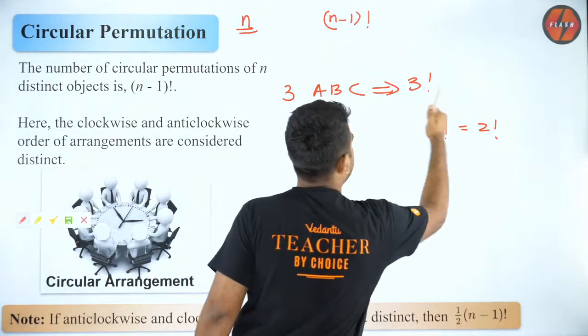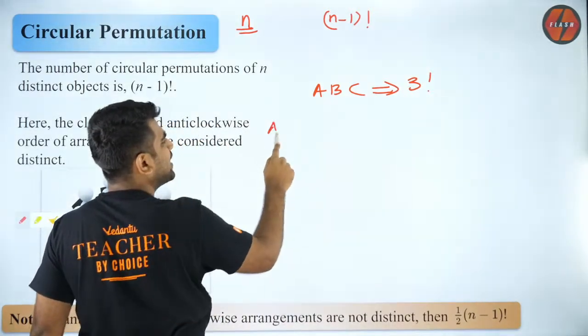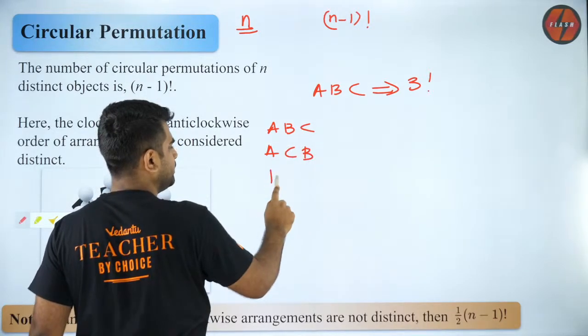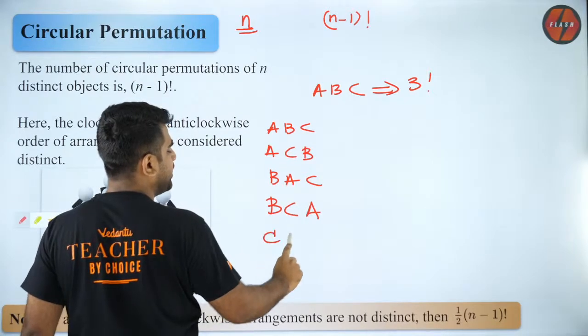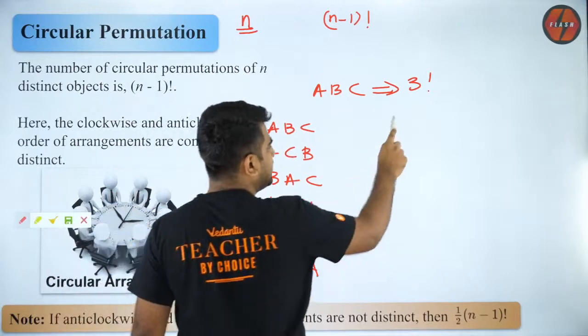Okay? Now listen carefully. Now when I arrange in a row, what are the various permutations? Do you guys agree these are the various permutations? Are you all clear with it? Now I'm going to draw 6 circles.